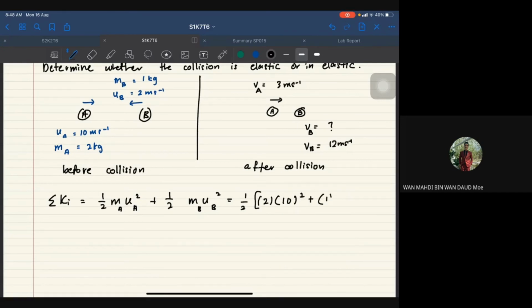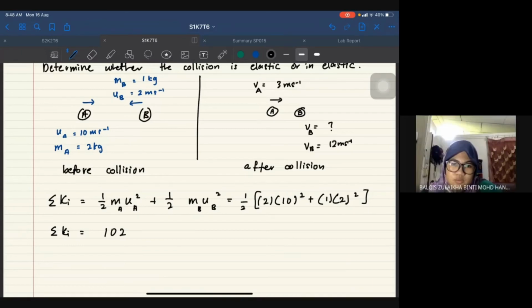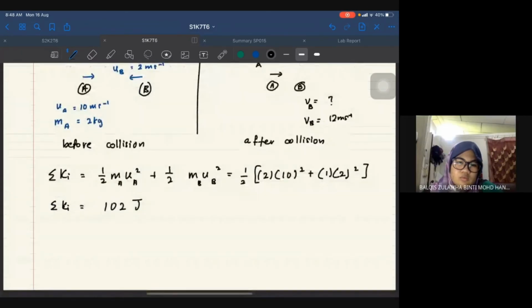Plus 1 kg and 2. Again, don't forget to put the square. So I got here is 100 multiplied by 2, 200 plus 4, 204 divided by 2, I got 102. Okay, kalau saya salah betulkan saya. So this is kinetic energy, so the unit will be apa? Joule. Yes. Okay, so this one for before collision.